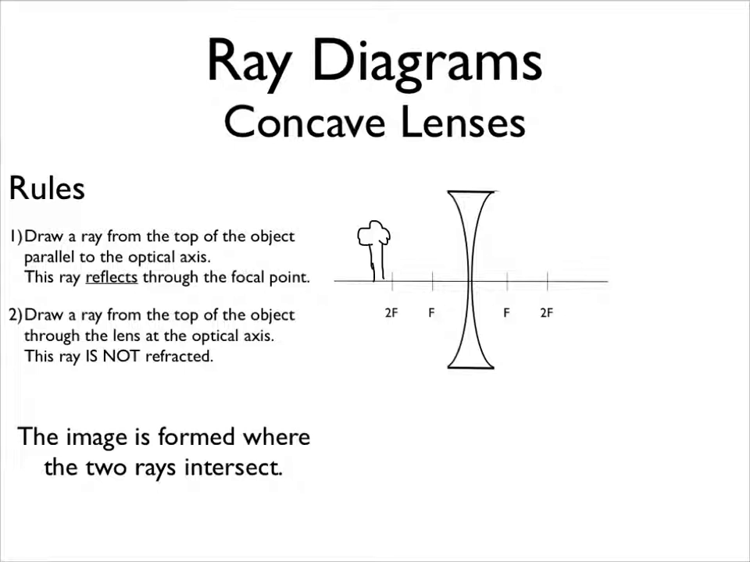Now, as this light wave travels and encounters this lens, it's going to change medium twice. It's going to change medium as it enters the lens, so it's going to bend when it enters the lens, and it's going to bend again when it exits the lens. And so to think about how it's going to bend, let's put in those normals. Remember, the normal is perpendicular to our surface. And so first, we're going to draw a ray from the top of the object parallel to the optical axis.